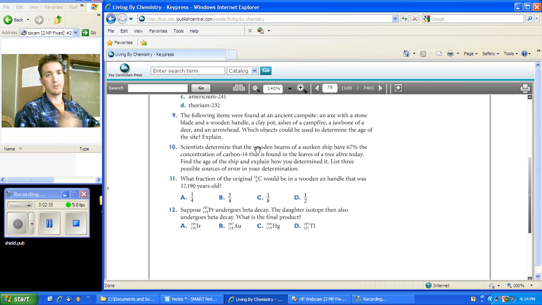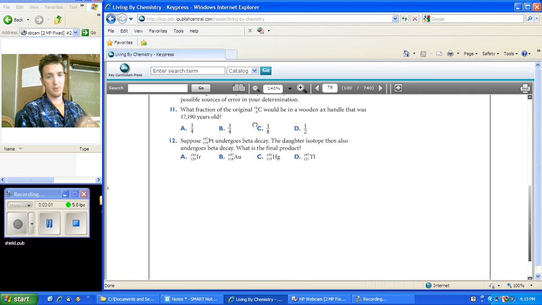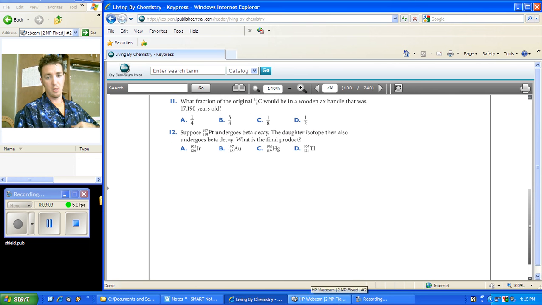So the idea is living things take in carbon. Some of that carbon's radioactive. When it breaks down, you can tell how much is left. So we have to look at things that were alive. Stone blade, not alive. Wooden handle, alive. Clay pot, not alive. Campfire, made out of firewood, that was alive. Jawbone of a deer, alive. Arrowhead, not alive. So it's based on the amount of radioactive carbon-14 that you took in during your life, and then how much is left after you die.